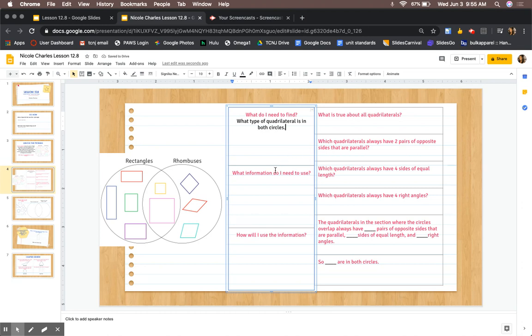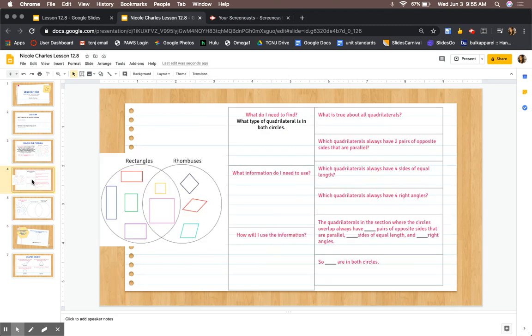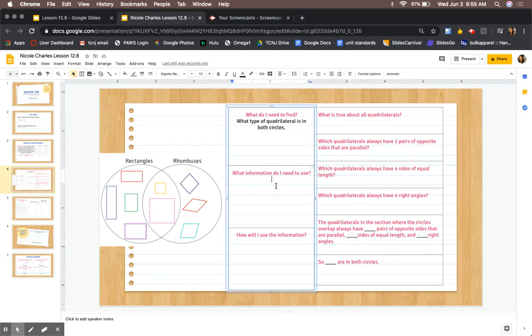Second, it says, what information do I need to use? So we need to think back and look back at that Venn diagram and say, what are we using? We're using, well, the Venn diagram for sure, and we're using the circles that are labeled rectangles and rhombuses. So for this one, we're going to say the circles labeled rectangles and rhombuses.